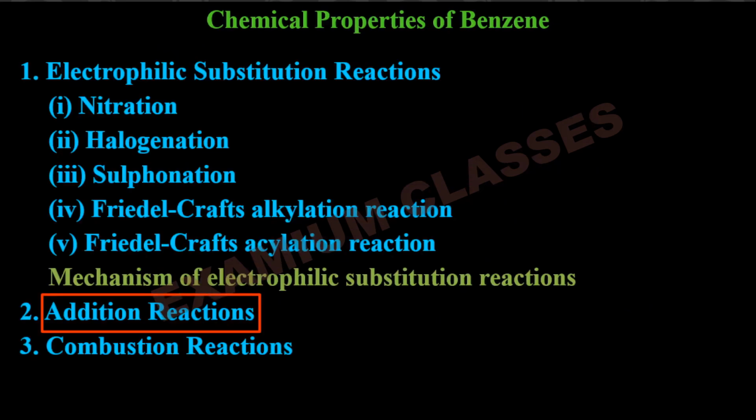The second type of reactions under chemical properties of benzene, addition reactions. In these reactions, replacement will not happen. This is not a substitution reaction. In these cases, addition will be done. It means the pi bonds will break and something will get added.